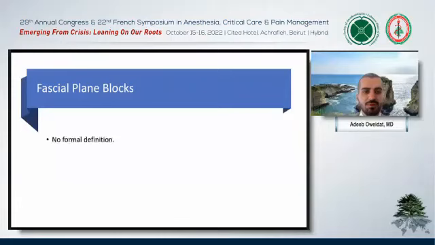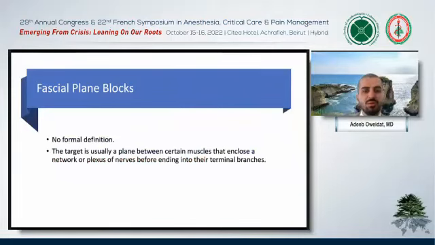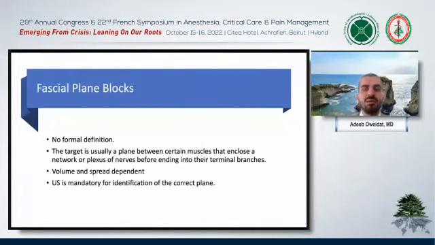So fascial plane blocks. There's no formal definition. The target is usually between certain muscles. For example, between the pectoralis and the intercostal, they call it a pectointercostal fascial plane block. Erector spinae is just putting the local anesthetic posterior to the transverse process where the erector spinae muscles are. So this is how they made the definition of the fascial plane blocks.